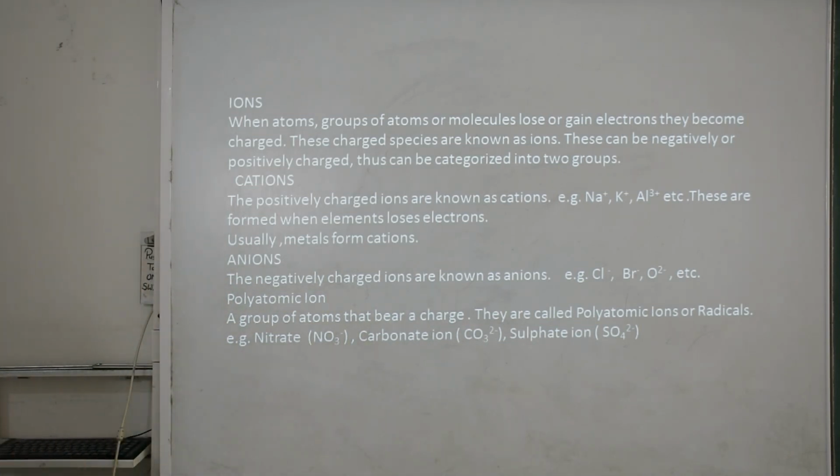So what is an ion? When atoms or molecules lose or gain electrons, they become charged, and these charged species are known as ions.